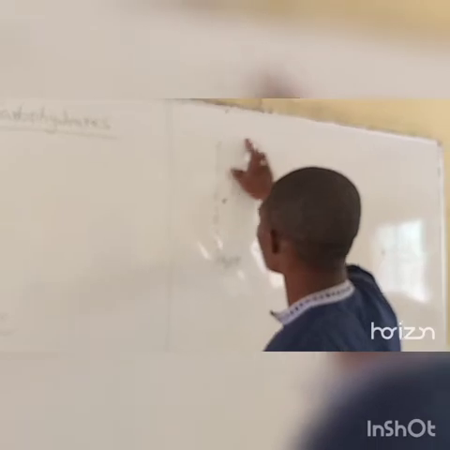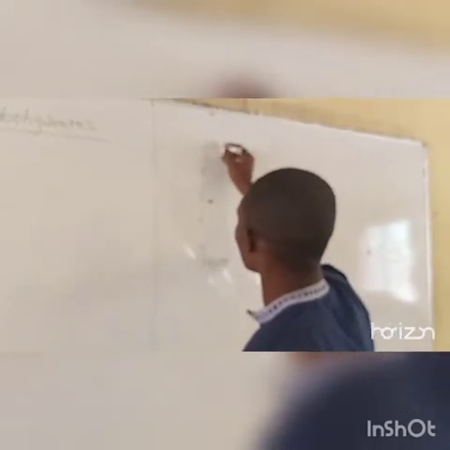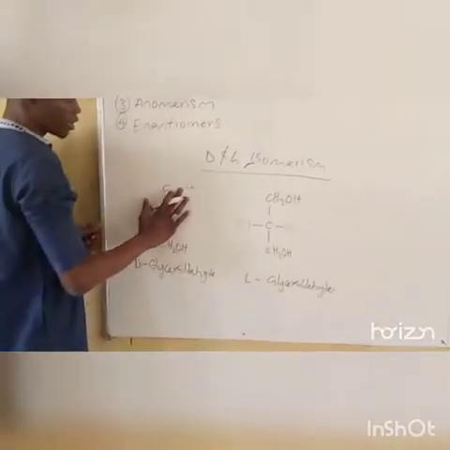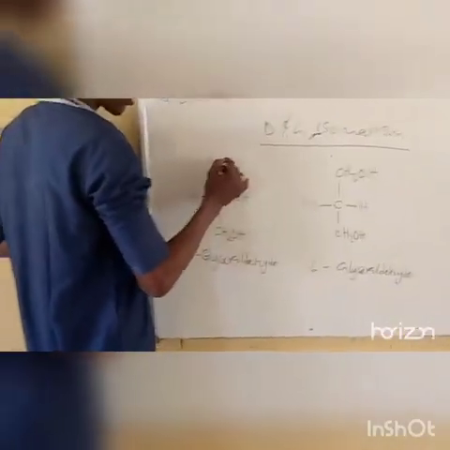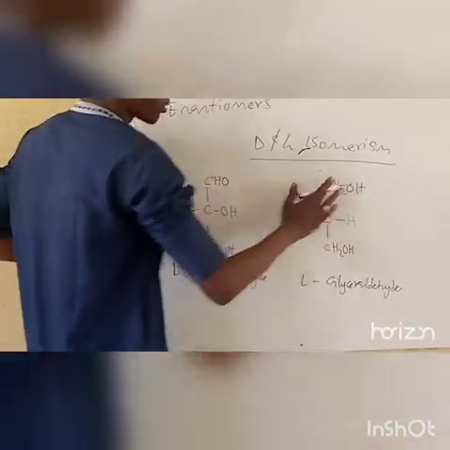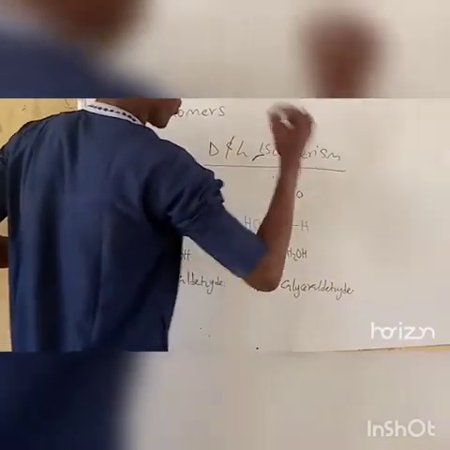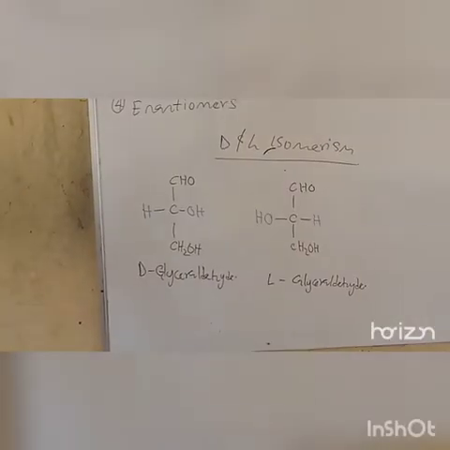Sorry, please come back again. In this place I made a mistake in the structure. It's supposed to be CHO. This place is also supposed to be CHO. Sorry for that. So let's come back here.